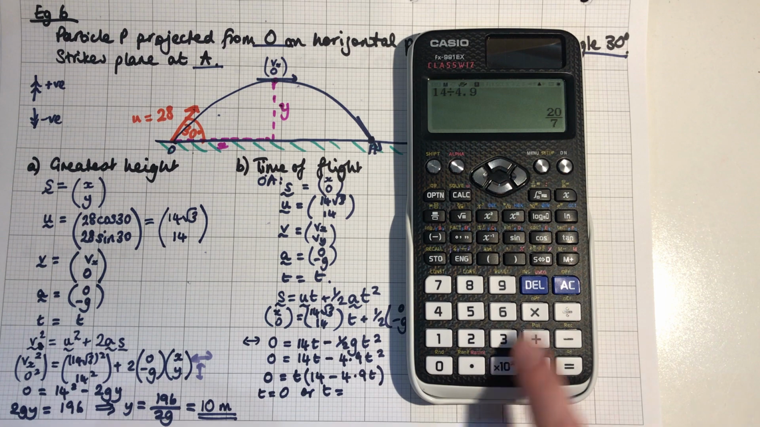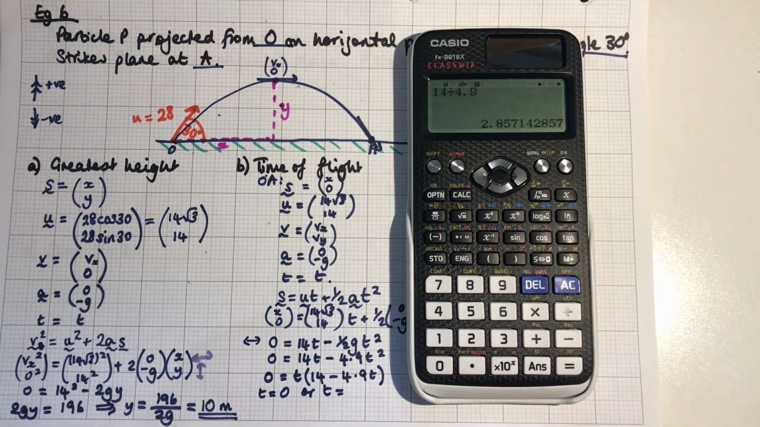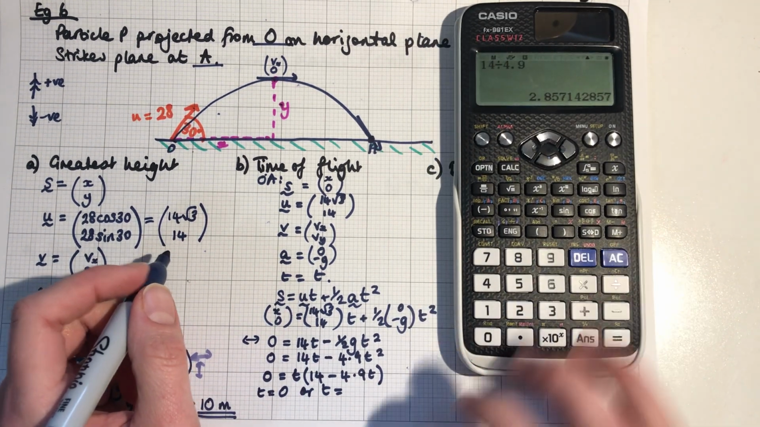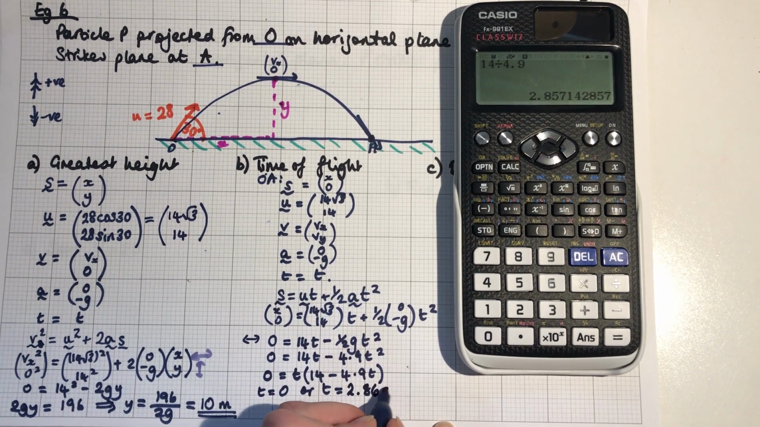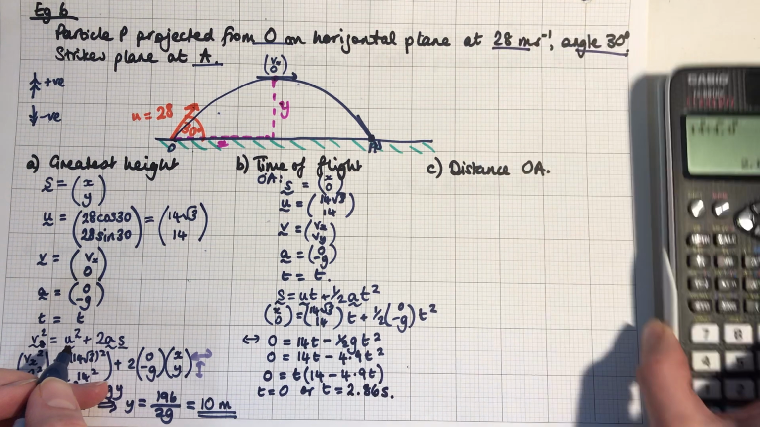Because we've used g in this calculation, we have to give it to 2 or 3 significant figures. So I'm going to give all my answers to 3 SF. That gives me t is 2.86 seconds. Now, why have we got 2 answers?